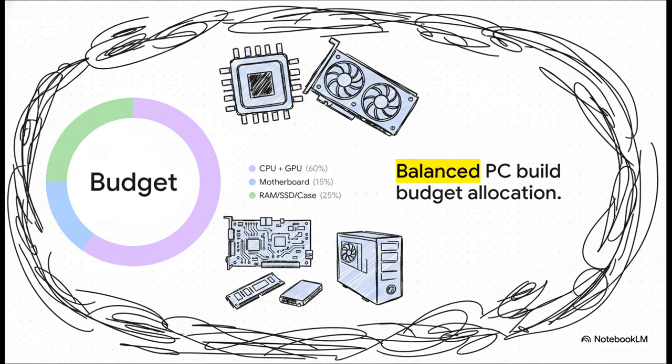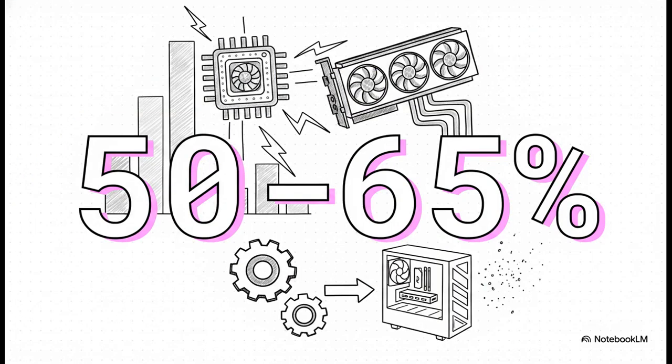If you want to avoid frustrating bottlenecks where one slow part holds back all your fast parts, your budget needs to be distributed very strategically. The foundation, your motherboard, should take up about 10 to 15% of your total budget. Your RAM, your storage vault, the power supply, and the metal case itself will share the remaining percentage. But I want you to look at that massive dominant chunk of the pie dedicated entirely to the CPU and the GPU. 50 to 65%.